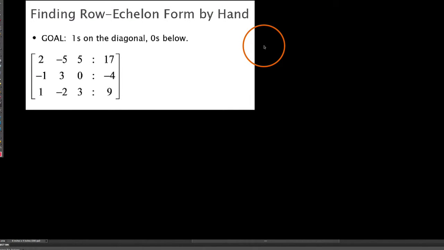Okay, YouTube, in this video we're going to practice how to put a matrix into row echelon form by hand, and then we get to move on to how to do it on a calculator. But go ahead and start with this. Our goal, if row echelon form is what we want this to be in, is to get ones down the main diagonal here and zeros below.